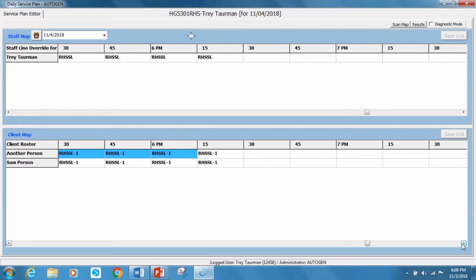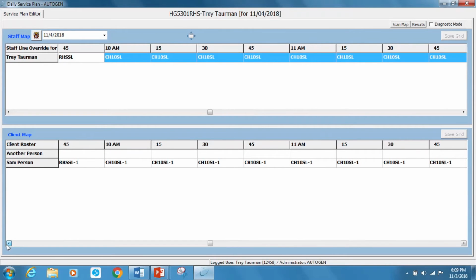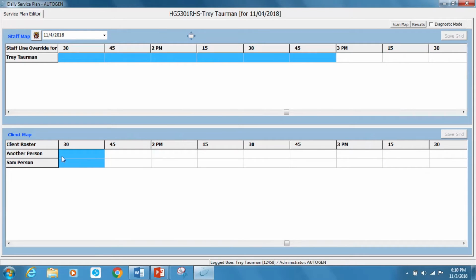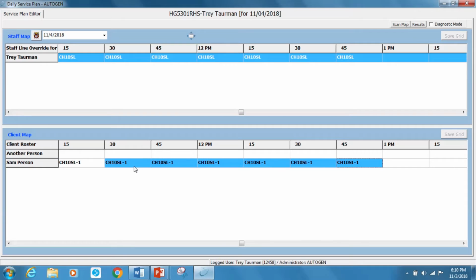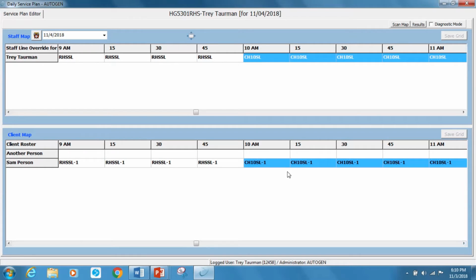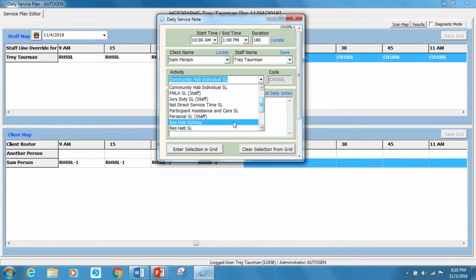So what that means is, let's go back to my situation earlier with Sam. So again, with Sam, from 9 to 10, he was in the house. But from 10 o'clock on, I have CHIO hours. Again, CHIO meaning community individual. But let's say that was actually residential. Let's say I entered it in wrong.